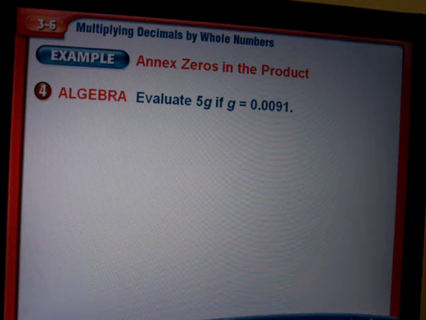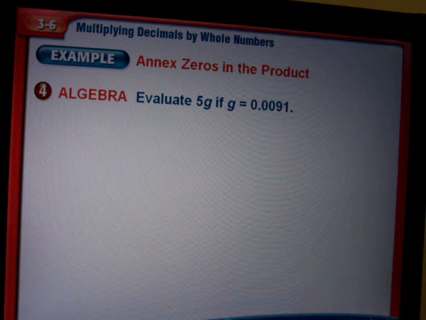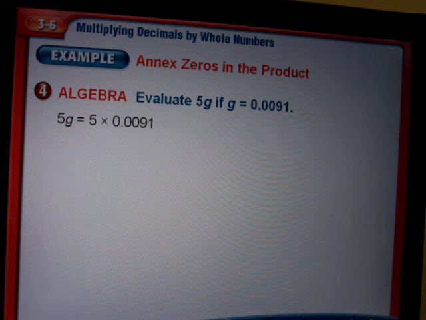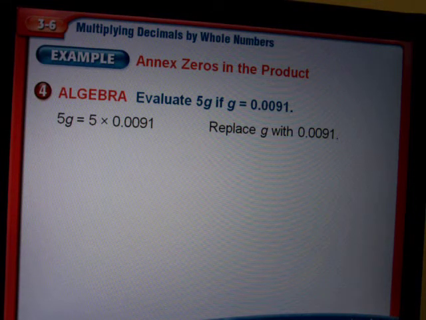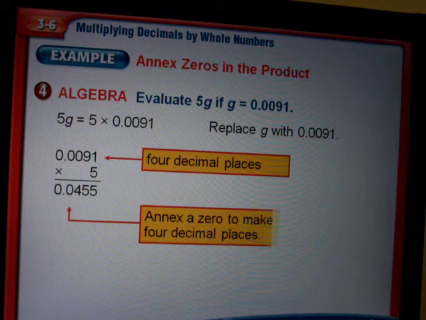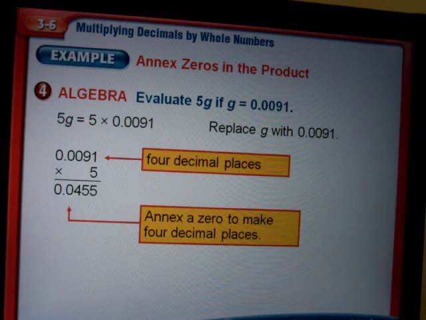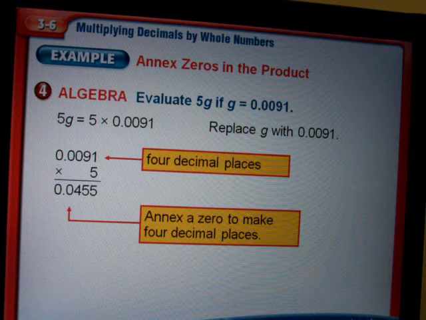So now we're going to evaluate 5G if G is equal to 91 10,000ths. So what we're going to do is just multiply, replace, substitute G, and then use 4 decimal places, and just multiply it through. And that is our answer.